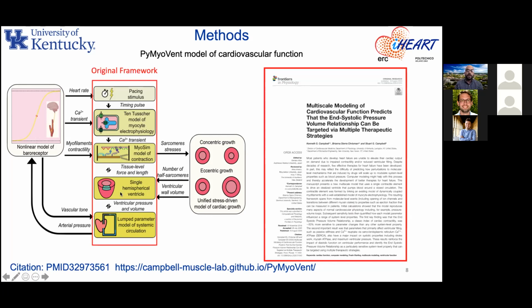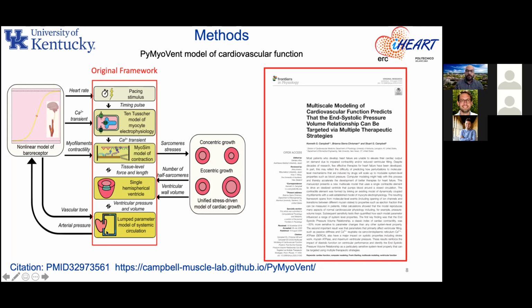The third module is a single hemispherical ventricle, where we assume a single hemisphere geometry for the left ventricle, and we assume that the half sarcomeres from the previous module are circumferentially placed around the circumference of the ventricle at the basal level. And the last module in the original framework is a lumped parameter model of systemic circulation, which simulates the blood flow through multiple compartments based on Ohm's law.